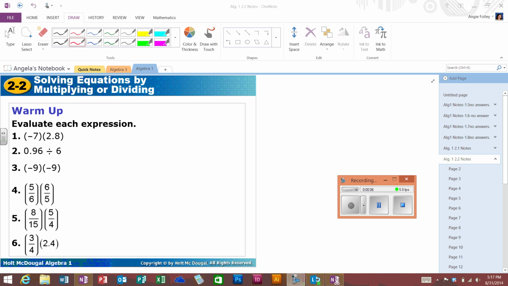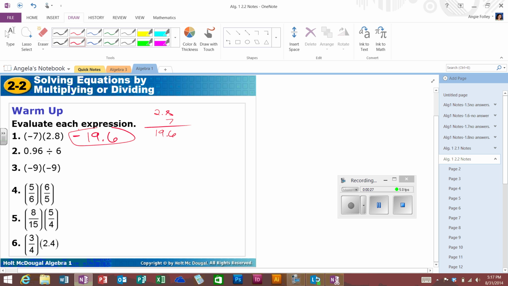All right, we are on to lesson 2.2 for Algebra 1. I hope that everyone has done their warm-up. If not, pause and try it. So negative 7 times a positive 2.8. We're going to take 2.8 times 7, and that comes out to 19.6, but we need a negative sign on it. So make sure you put that negative sign.